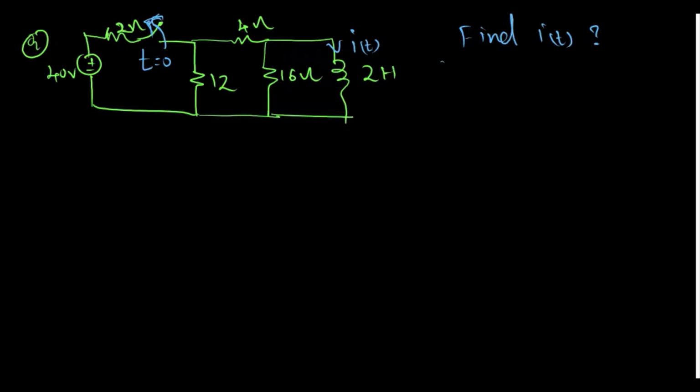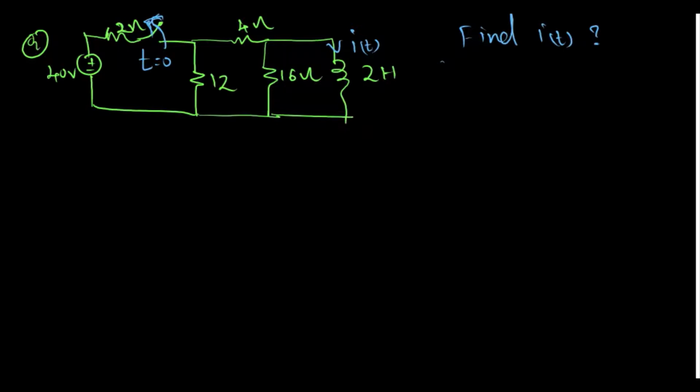How do we start? First we analyze what this circuit is. Is it source free RL, source free RC, step response of RL, or step response of RC? Is it second order or first order? I already told you that if an inductor and a capacitor are in a circuit at the same time, it's called second order. But here only an inductor is placed and no capacitor. So it's a first order circuit.